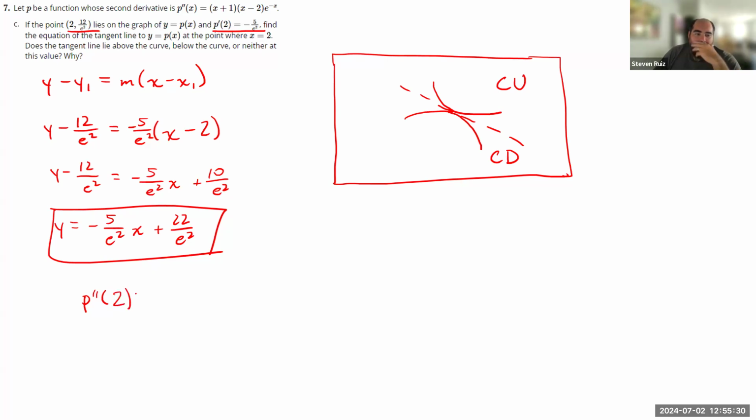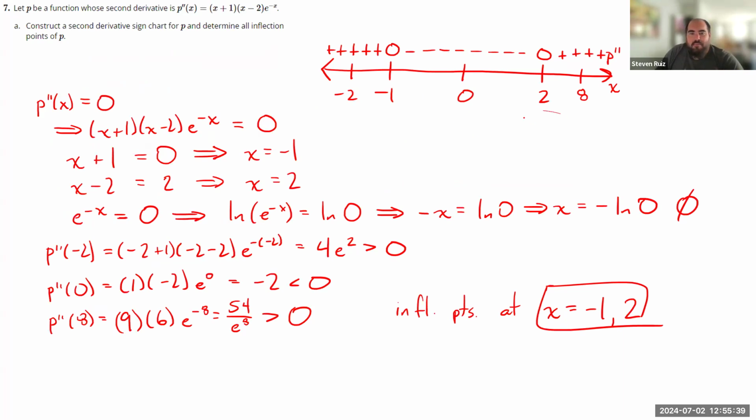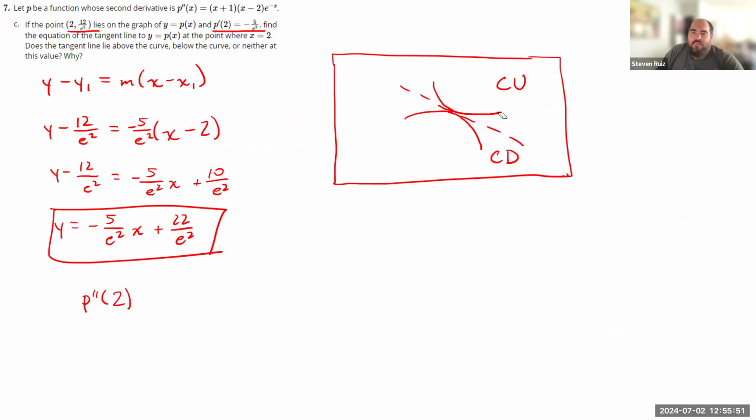So I want to know what p double prime of 2 is. So we can evaluate this second derivative at that point, or we could remind ourselves that we already found out that p double prime of 2 is equal to 0. So we're actually looking at an inflection point, specifically the point where this function goes from concave down to concave up. So we're not looking at either one of these. We're basically looking at the combination of the two. So our function basically goes from concave down to concave up. So the correct answer for this question then would be neither, because we're not looking at a place where the concavity is either positive or negative. We're looking at a place where the concavity changes.